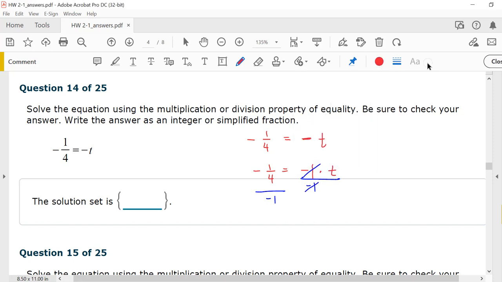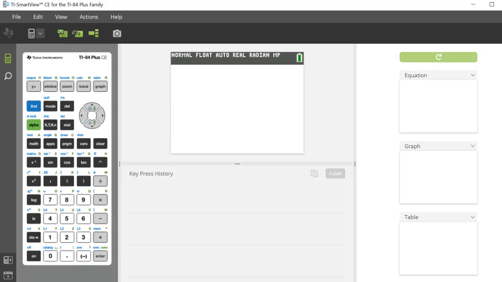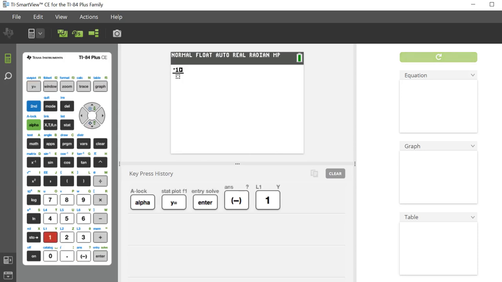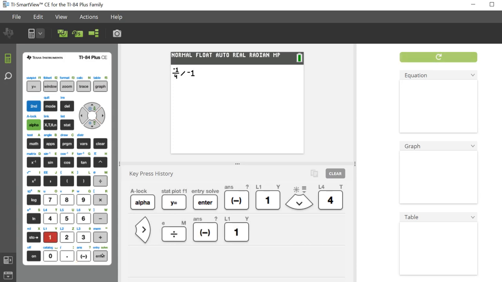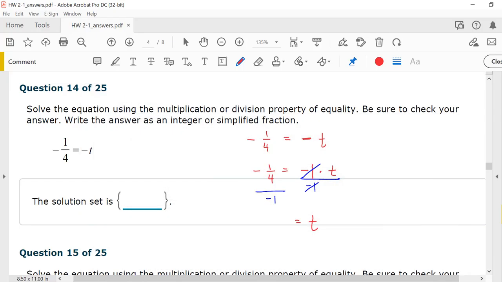On the right-hand side of the equal sign, I'm left with just t. And if you need to use your calculator, negative 1/4 divided by negative 1. So I have negative 1/4, and then I want to divide that by negative 1. I get just 1/4. So t equals 1/4.